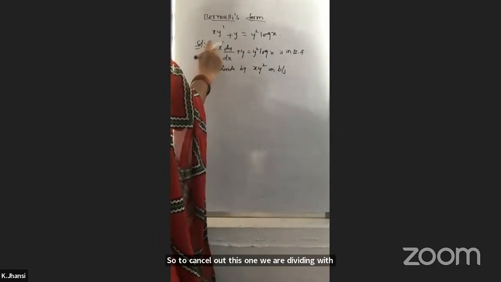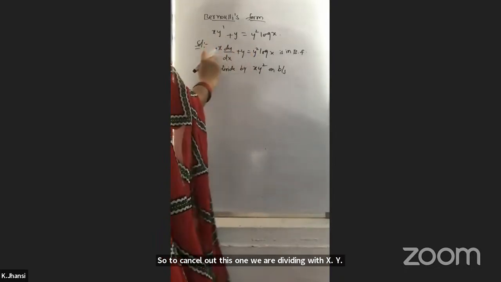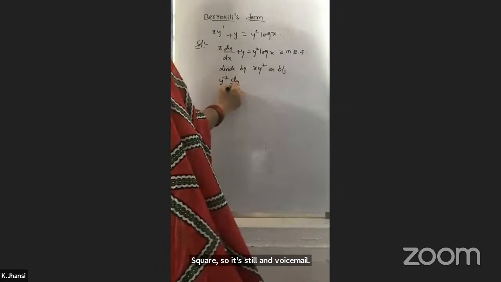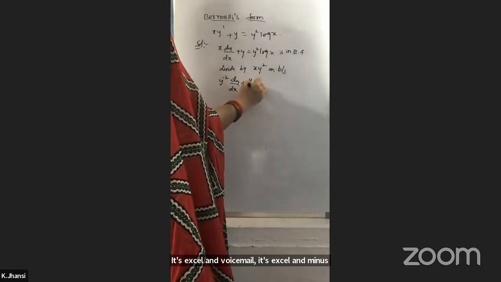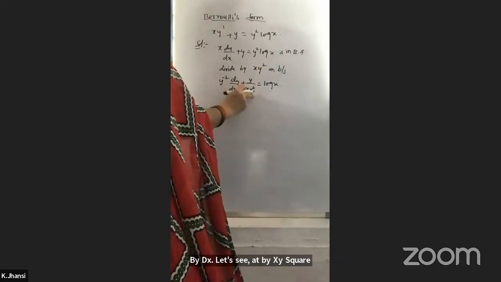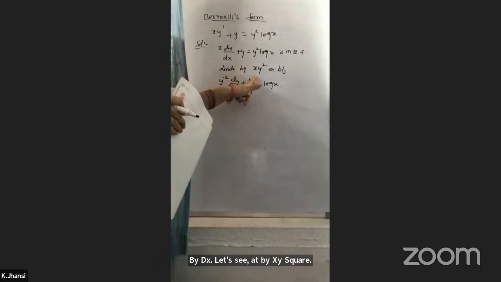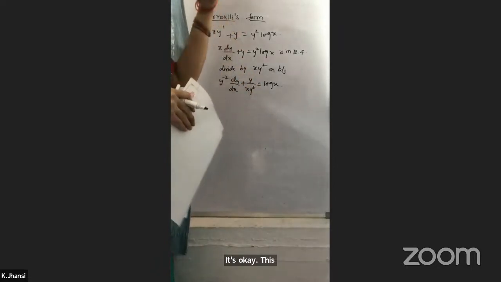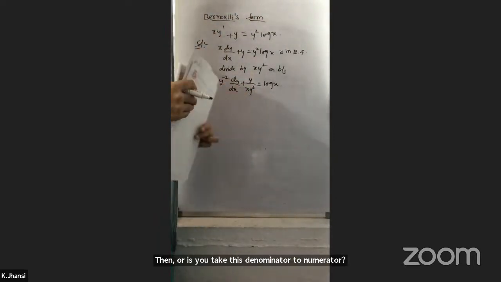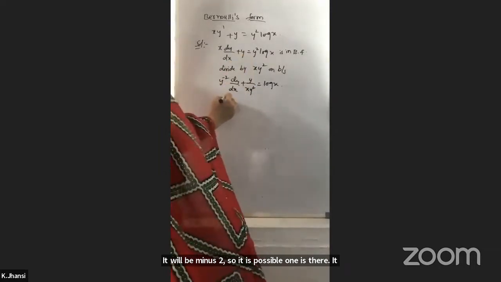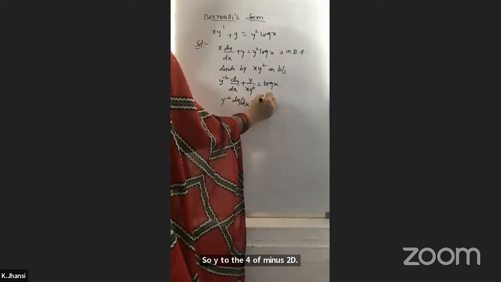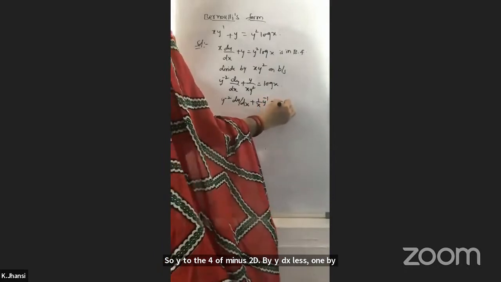So x and y square means x's will get cancelled. Whatever y square is there will come to the numerator and it will become minus 2 dy by dx plus here y by xy square is equals to, y square will get cancelled, log x. Taking this denominator to the numerator, it will be minus 2. So positive 1 is there, negative minus 2 is there, so you will get y to the power of minus 1. So y to the power of minus 2 dy by dx plus 1 by x into y to the power of minus 1 is equals to log x.